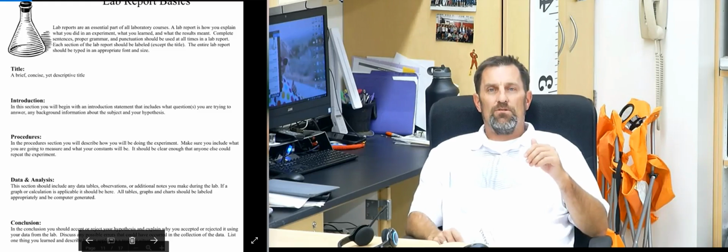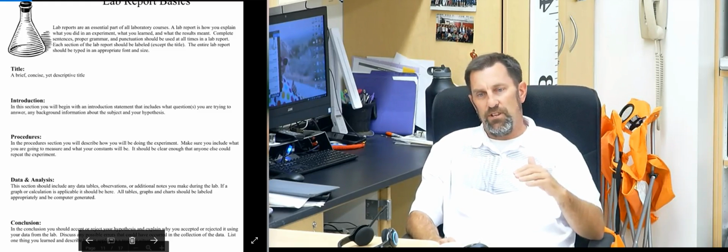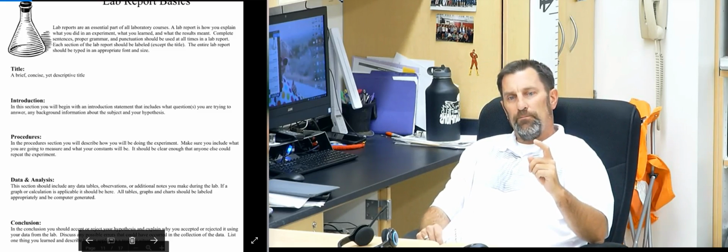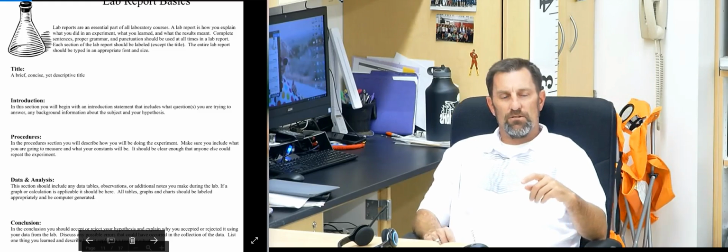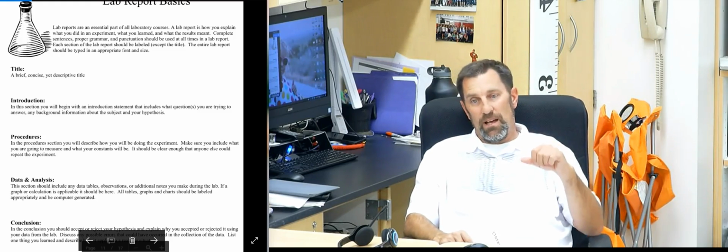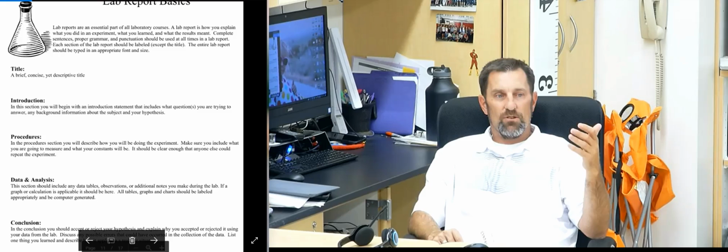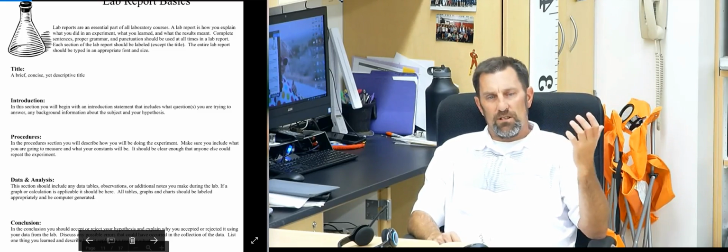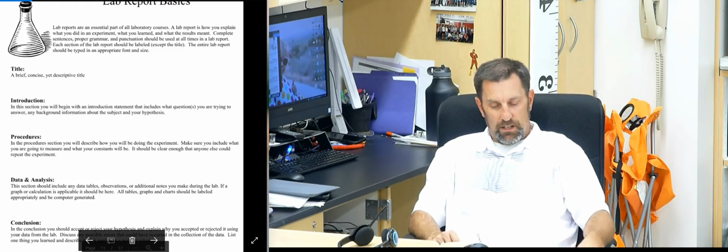Then procedures, and once again, it doesn't need to be a list of 50 things that you did, but you need to put your procedures that you followed in order to test the different concentrations. Like, hey, we massed out a gram of baking soda. We put in 4 milliliters of vinegar. We would invert it in time. It doesn't have to be that complicated.